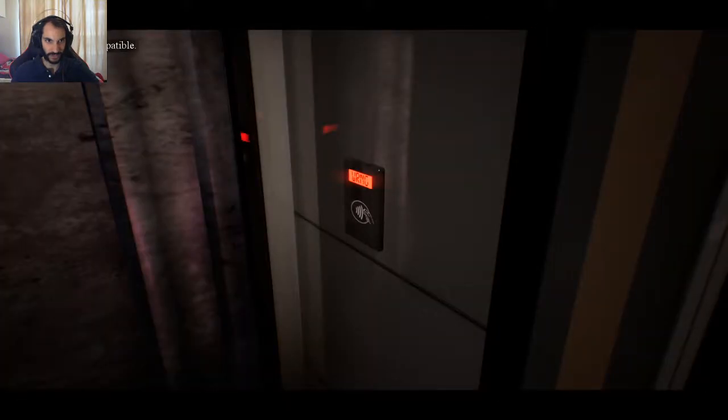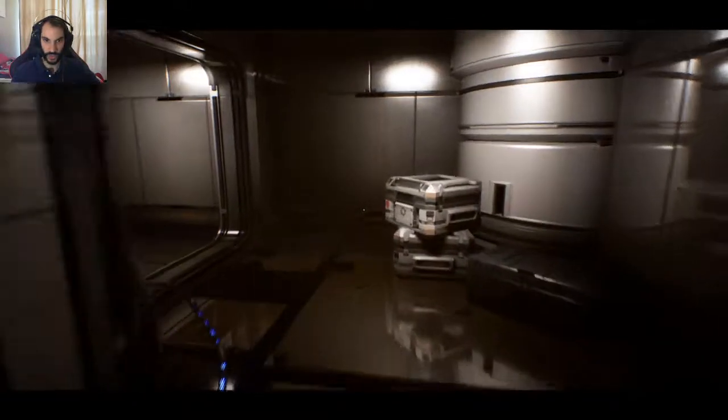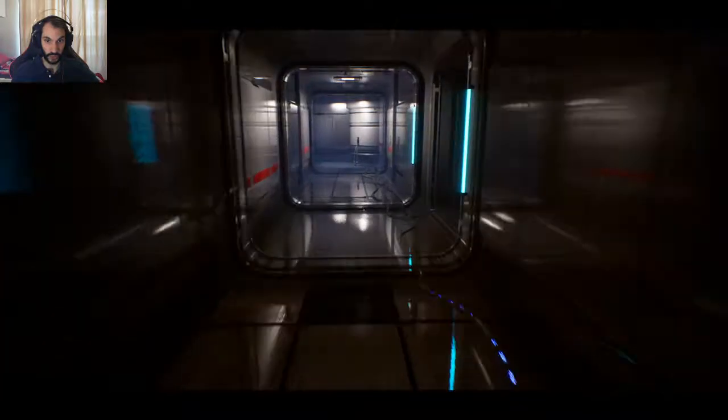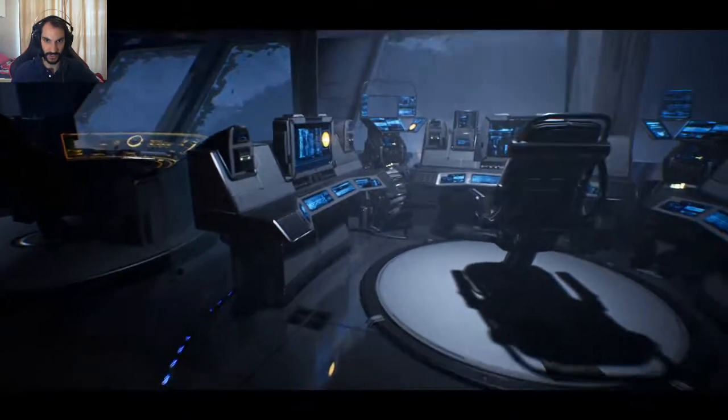Key card. Yes. Key card is not compatible. Dope. So that was not where we were supposed to go. So not well done, me. There's another key. What the fuck is that noise?